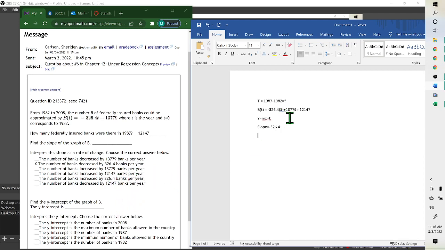The y-intercept is b. It's the constant by itself. It's the 13,779. This is the value when x is 0. So 0 years after 1982, or in 1982, there's 13,779 banks. So when you're explaining this one, it's when x is 0. And the other one, you go the change in y over the change in x.